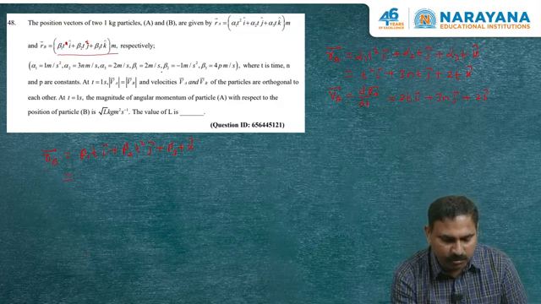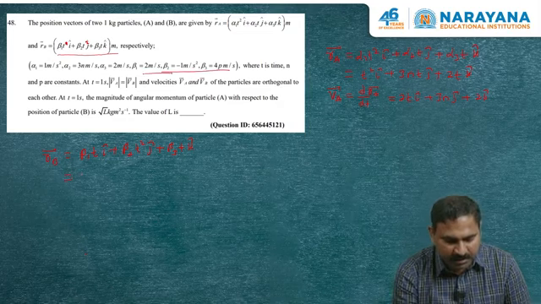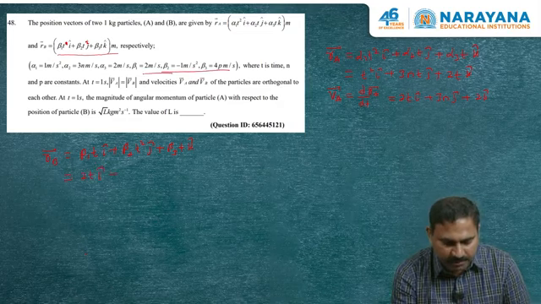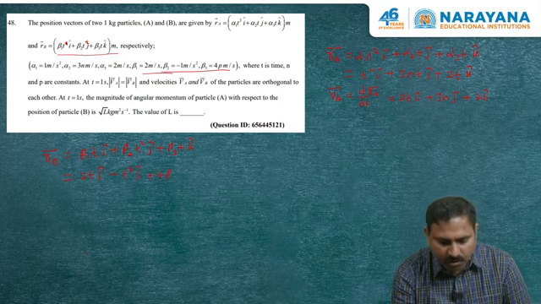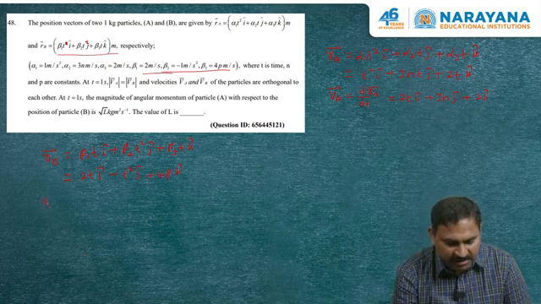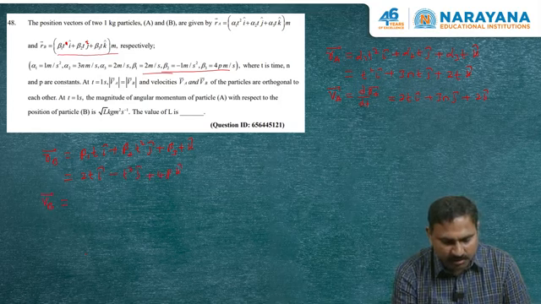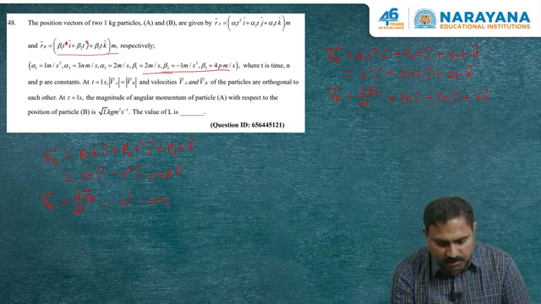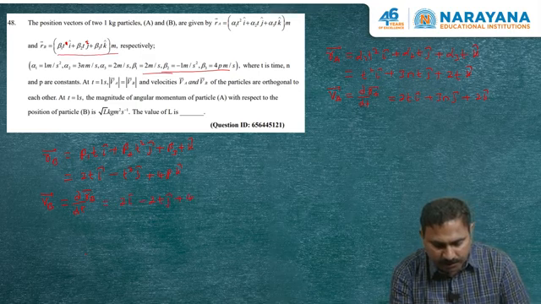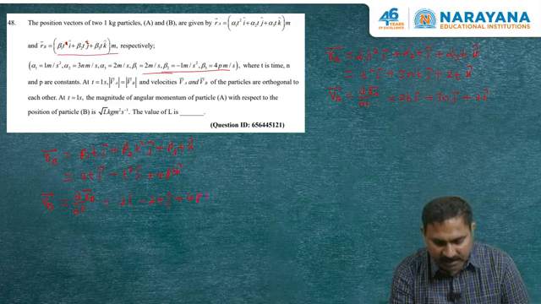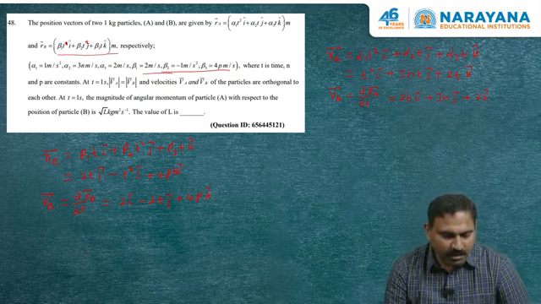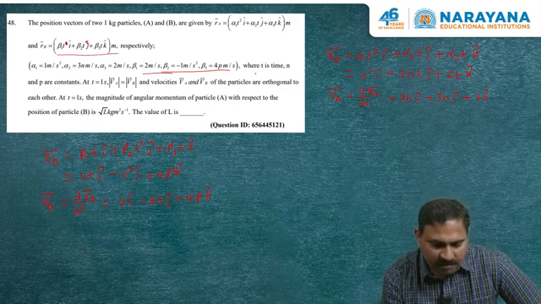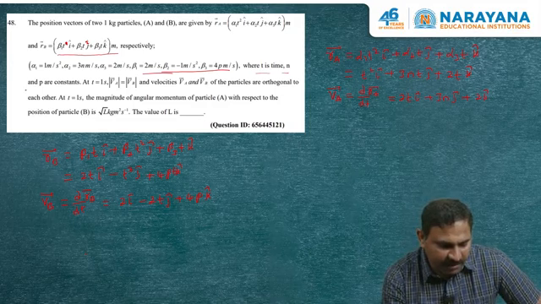Substituting beta 1, beta 2, beta 3 values, it is 2t i cap minus t square j cap plus 4p k cap. Corresponding velocity Vb equal to d by dt of Rb. This is equal to 2 i cap minus 2t j cap plus 4p k cap. Now he is asking, where t is in time, and n and p are constants.